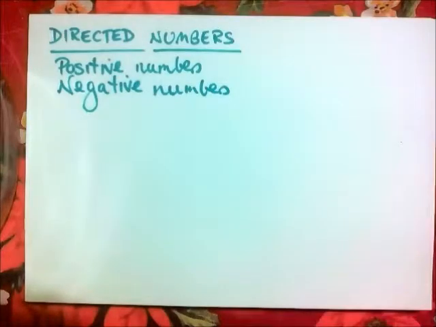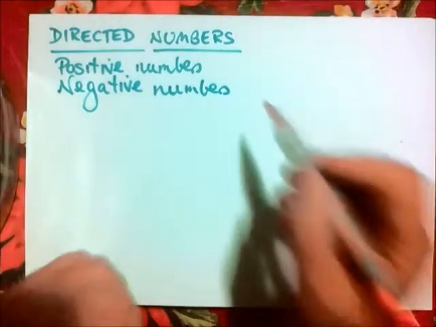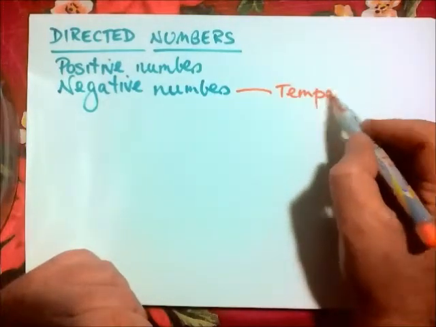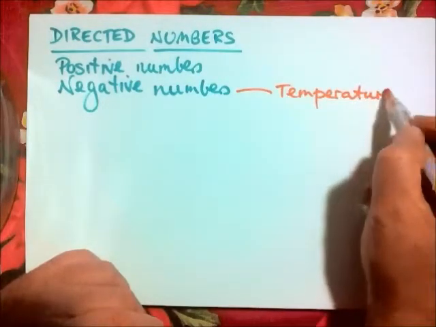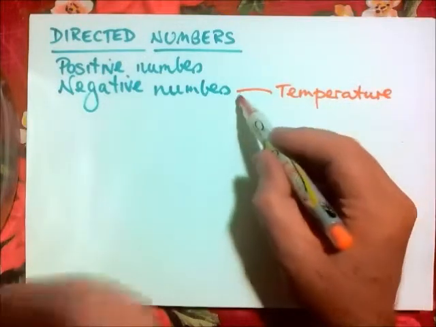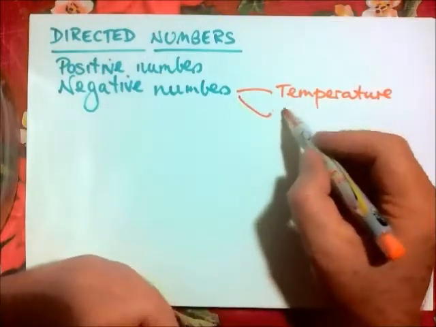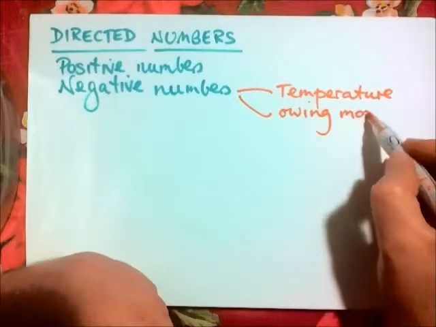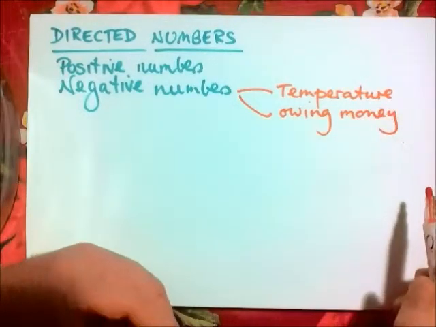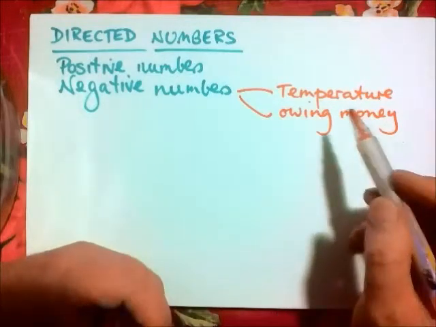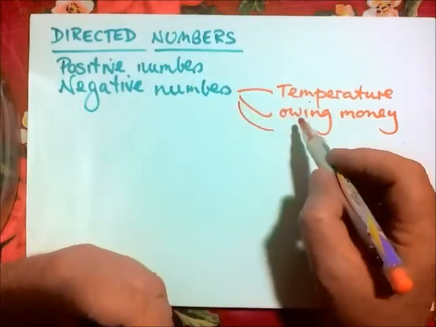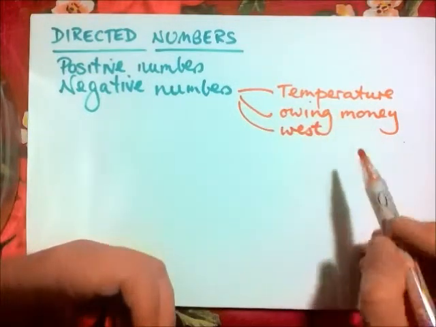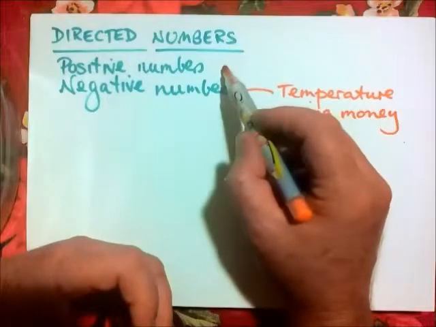-7, -40. Recently, you've heard of temperatures like 32 degrees below zero. So, temperature is certainly an area that negative numbers are used. Other areas, well, if you owe someone money, they say you're in the red or you have a negative balance. Other areas we use direction. We consider west to be a negative direction. We consider south to be a negative direction.